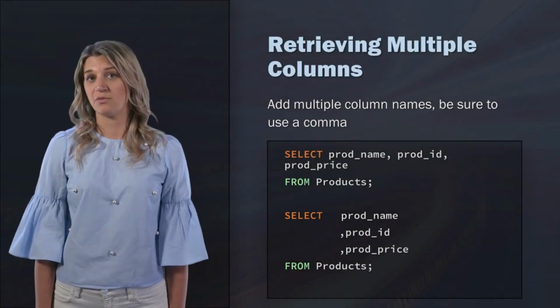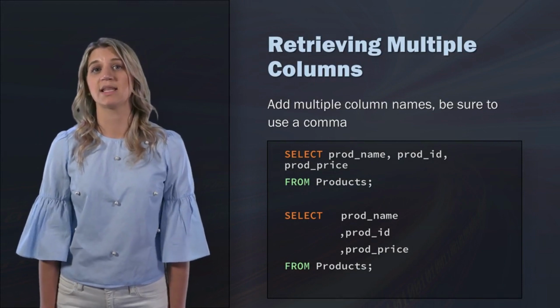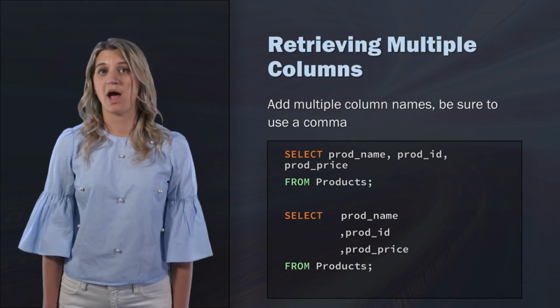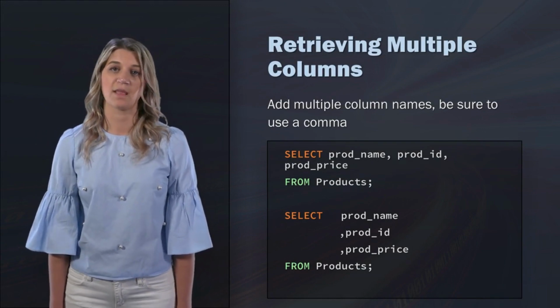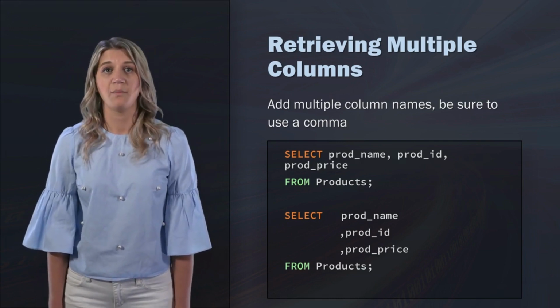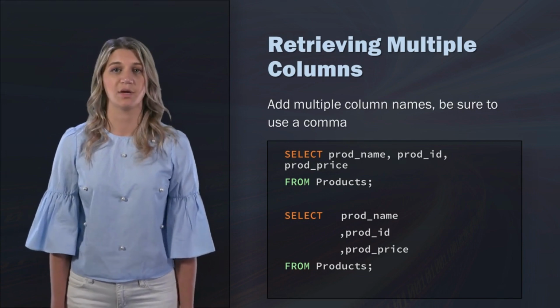If you want to retrieve more than a single column from a table, then what you need to do is add the names of the individual columns together, but add a comma after each column name. So in this example, we'll still select from the products table, but we'll also select the product name, the product ID, and the product price.